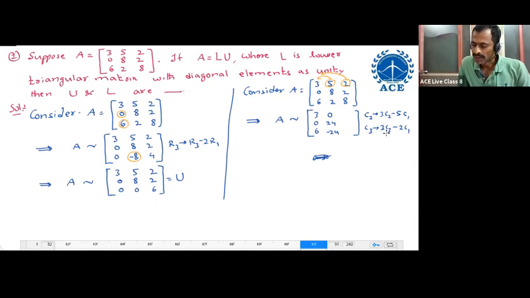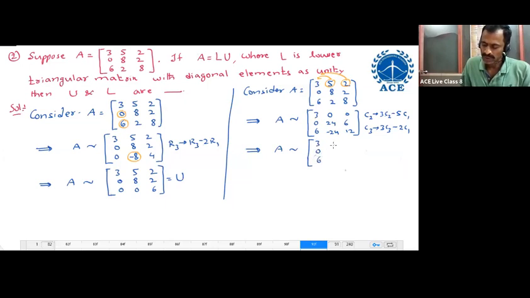Next, C3. 3 into C3, that is 6, 6, 24 minus 2 into C1, 6, 0, 12. 6 minus 6, 0. 6 minus 0, 6. 24 minus 12, 12. Which implies A is equivalent to [3, 0, 0; 0, 24, 0; 6, -24, 12].